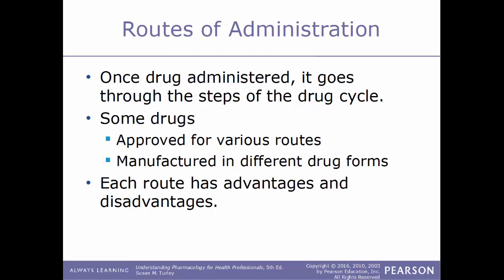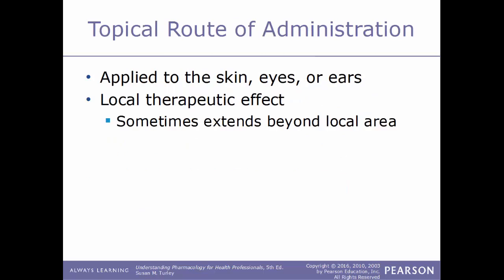Alright, now we'll talk about various routes of administration. Once a drug is administered, it goes through the steps of the drug cycle. And some drugs are approved for various routes, so they will be manufactured in different drug forms. And every route of administration has advantages and disadvantages. So the first one we'll talk about is the topical route of administration.